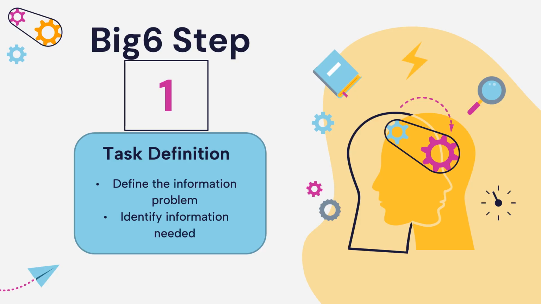Now, let's review all of the steps you will be taking while you complete your research. In step 1, which is task definition, you will determine a problem, create a question that can be answered about that problem, and identify what kind of information you need to be able to answer your question.